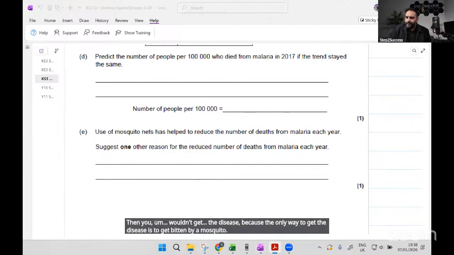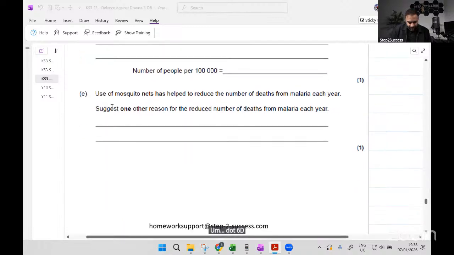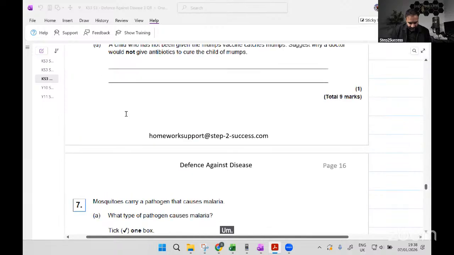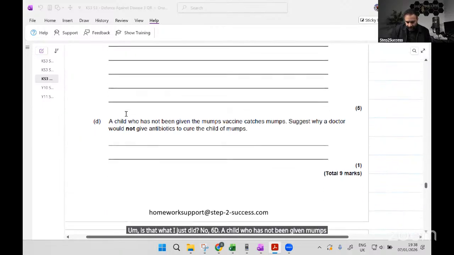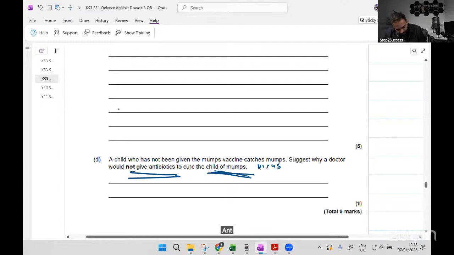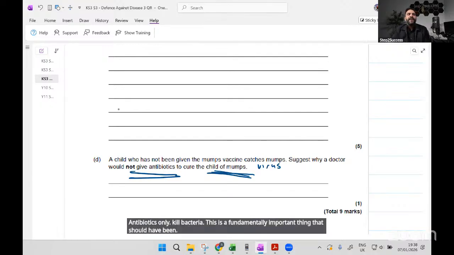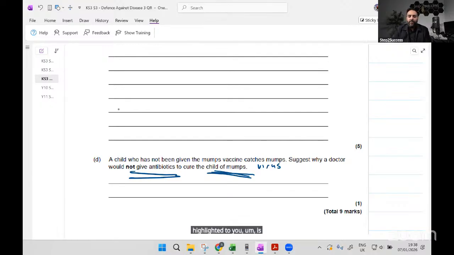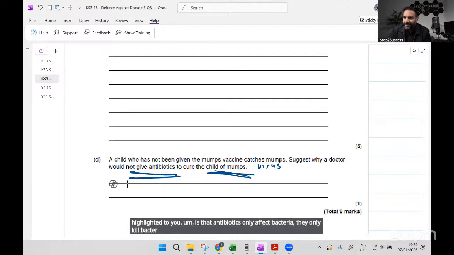6D, booklet three. Is that what I just did? No, 6D. A child who has not been given mumps can't, why not, antibiotics, presumably because mumps is a virus. Antibiotics only kill bacteria. This is a fundamentally important thing that should have been highlighted to you. Antibiotics only affect bacteria. They only kill bacteria. They do not do anything else.